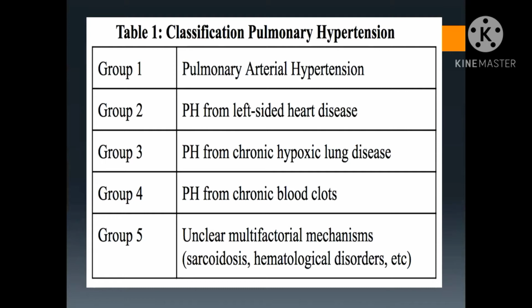Group 3 is from chronic hypoxic lung disease. This is related to lung problems like chronic obstructive pulmonary disease and interstitial lung disease, as well as sleep apnea and other sleep-related breathing disorders. Group 4 is from chronic blood clots, and Group 5 is unclear multifactorial mechanism.